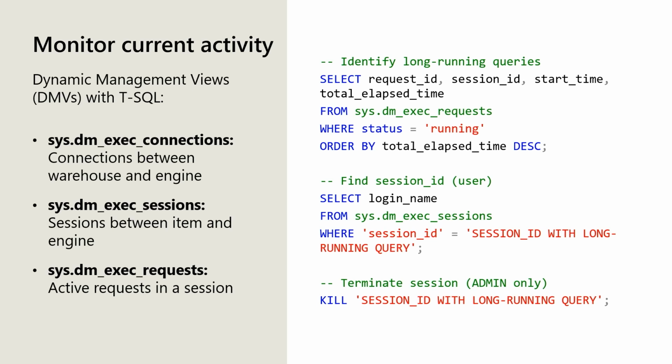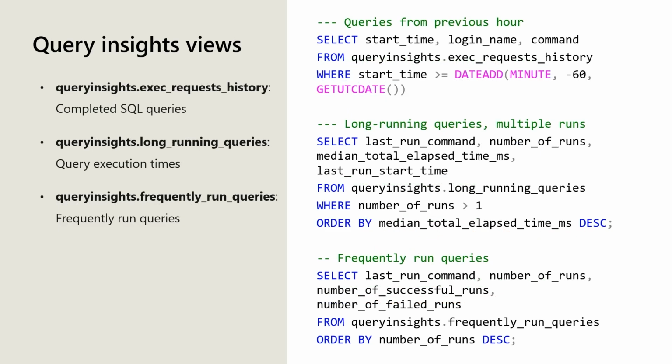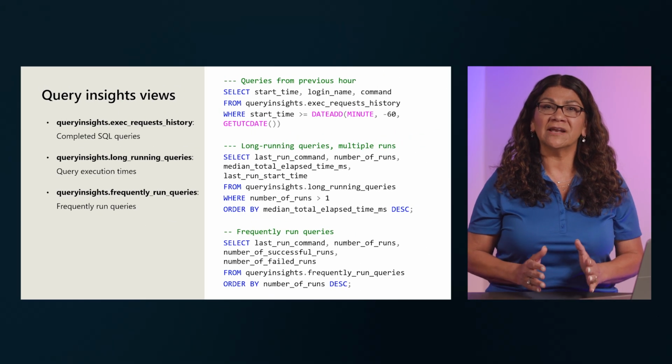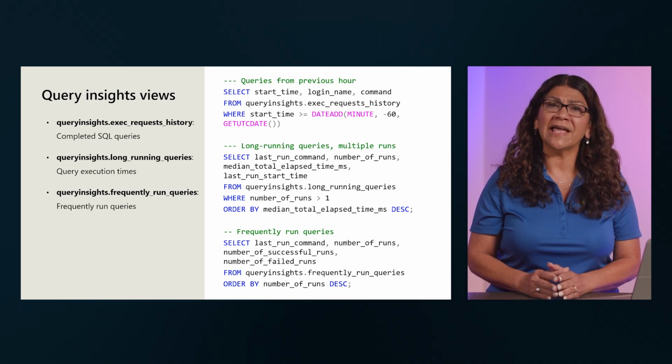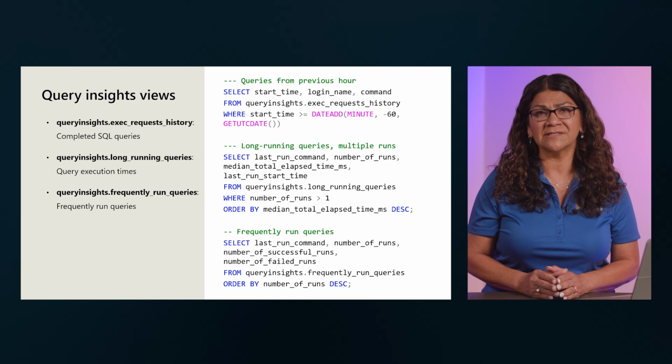Workspace admins can execute all three dynamic management views. Members, contributors, and viewer roles can see their own results within the warehouse, but cannot see other users' results. Microsoft Fabric data warehouses include query insight features that provide historical, aggregated information about the queries that have been run, enabling you to identify frequently used or long-running queries and helping you analyze and tune query performance.